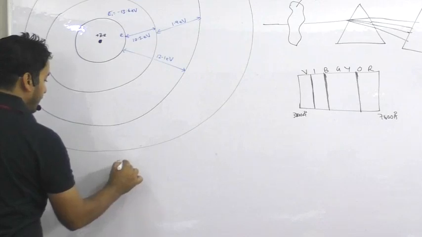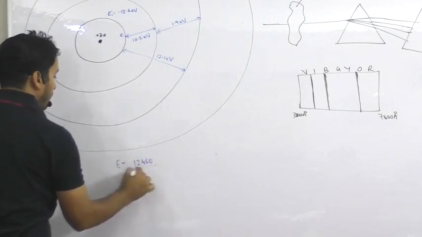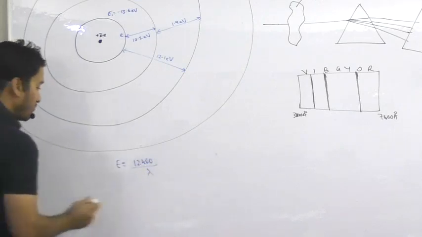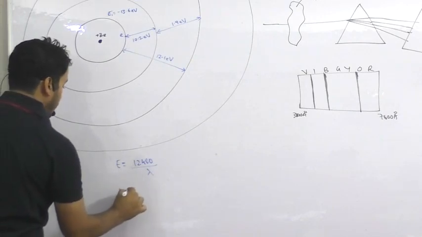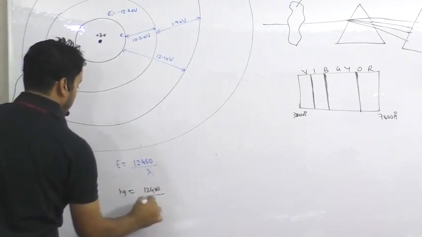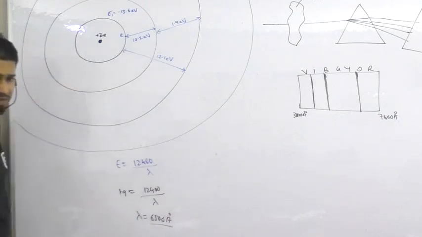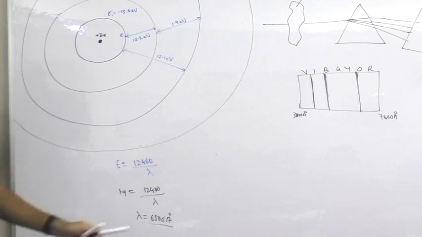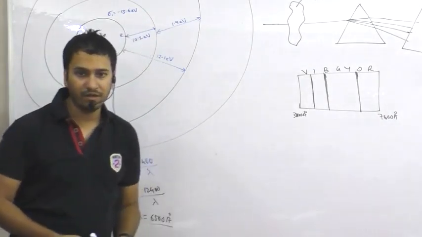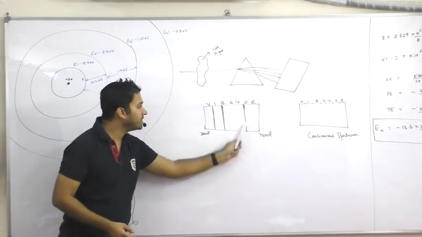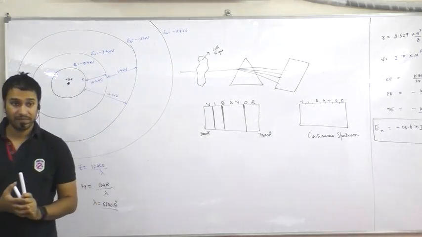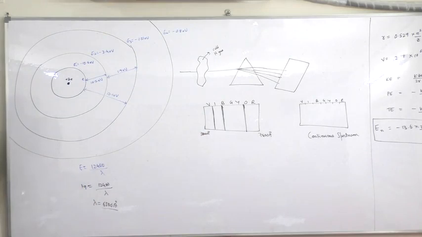Look, I gave you a shortcut formula for energy, 12400 by lambda, right? So if the energy is 1.9 electron volts, then 12400 by lambda, this lambda comes to around 6500 Angstroms. This is like an orange colored photon, somewhere here, right? What do we notice? It is missing. This photon is missing. Yes or no? Isn't this interesting?